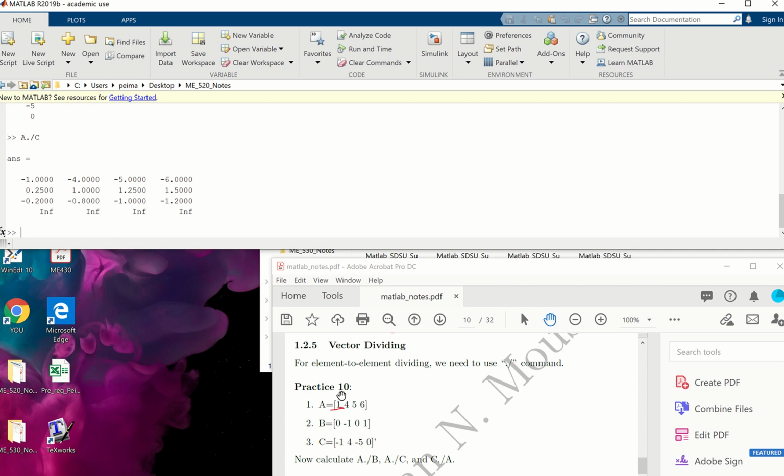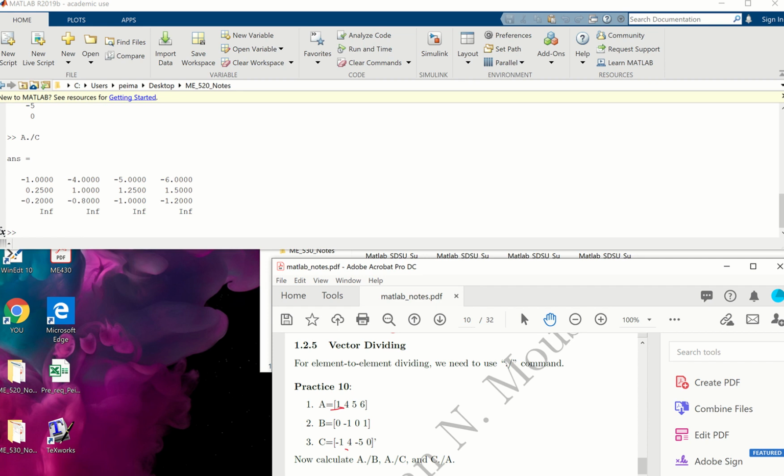So look at here. 1 divided by minus 1 is minus 1. 1 over 4 is 0.25. Here we go. 1 divided by minus 5 is minus 0.2. 1 divided by 0, infinity. 4 divided by minus 1, minus 4. 4 divided by 4, 1. 4 divided by minus 5, minus 0.8. 4 divided by 0, and so on.